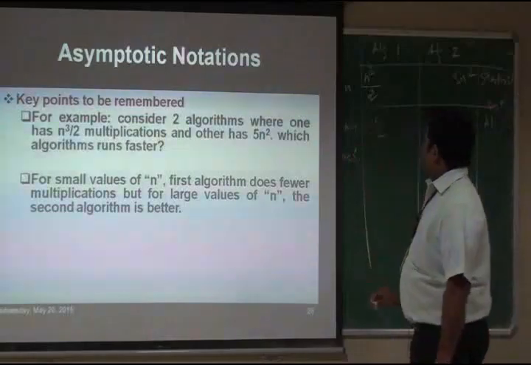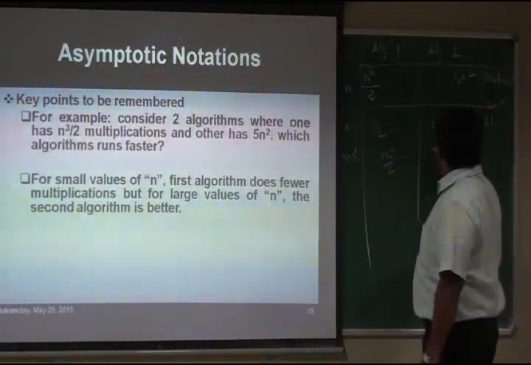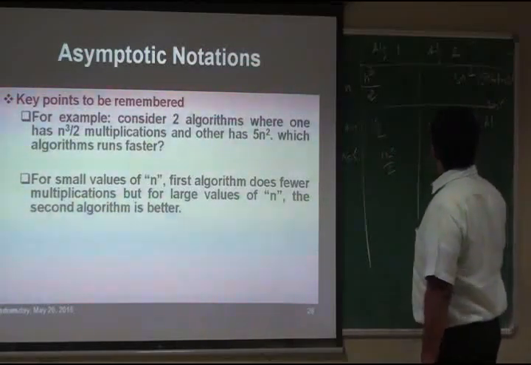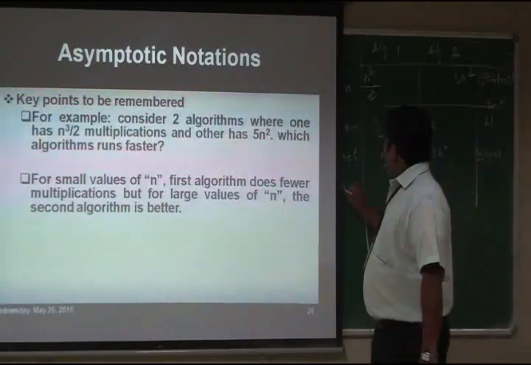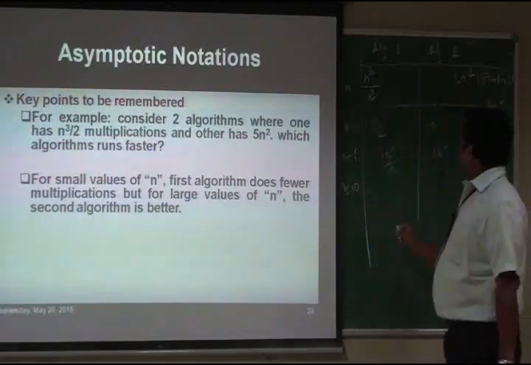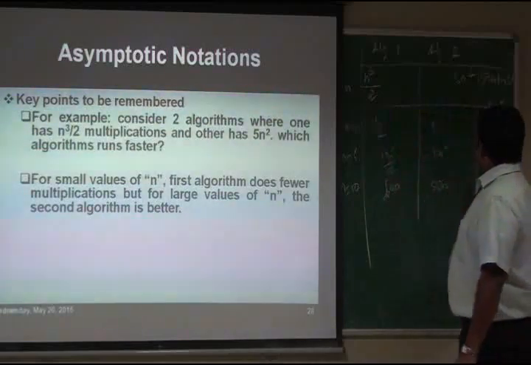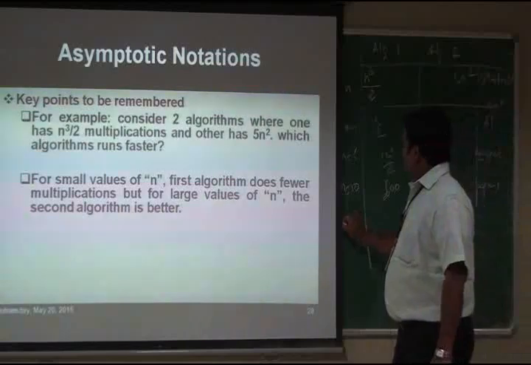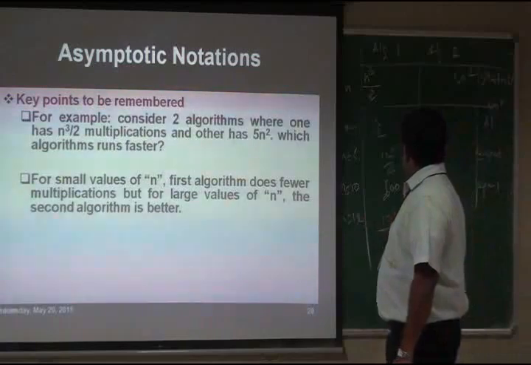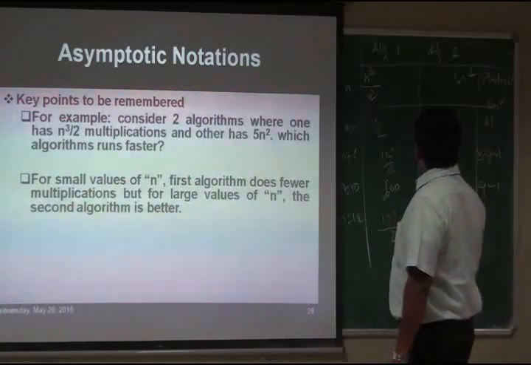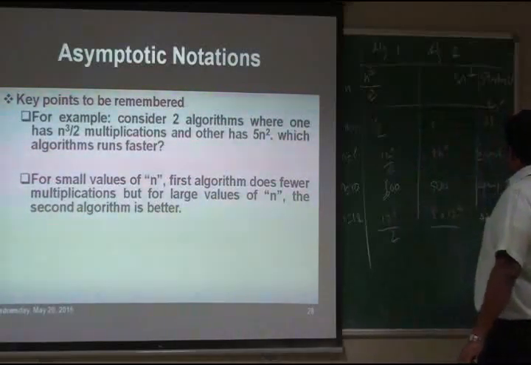Suppose you are applying n equivalent to 5. So almost it is equal. Suppose you are applying n equivalent to 10. You are getting 500. Here also it is 500. It is equal. If you are applying a larger n, then algorithm 2 is best.